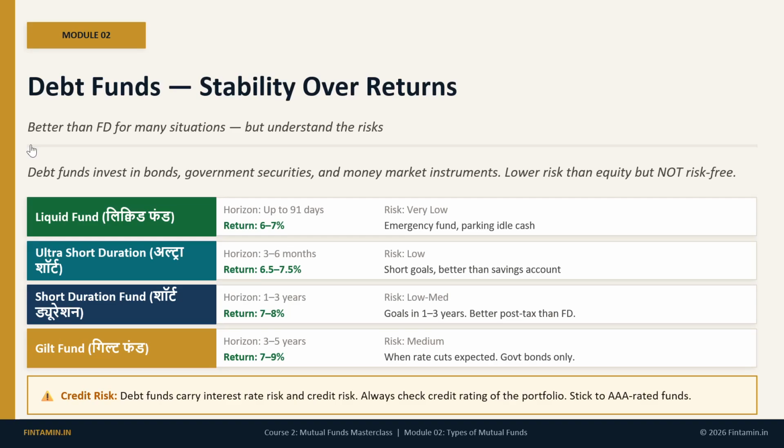Gilt funds invest in government securities only. They benefit when the RBI cuts interest rates. When you expect a rate cut cycle, gilt funds can give equity-like returns with much lower risk.